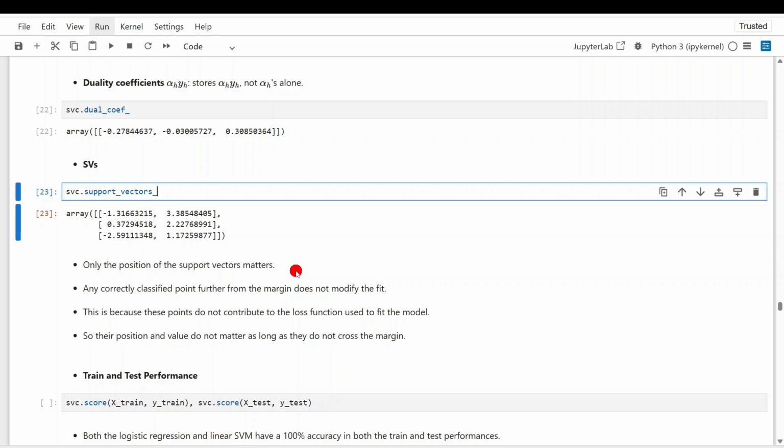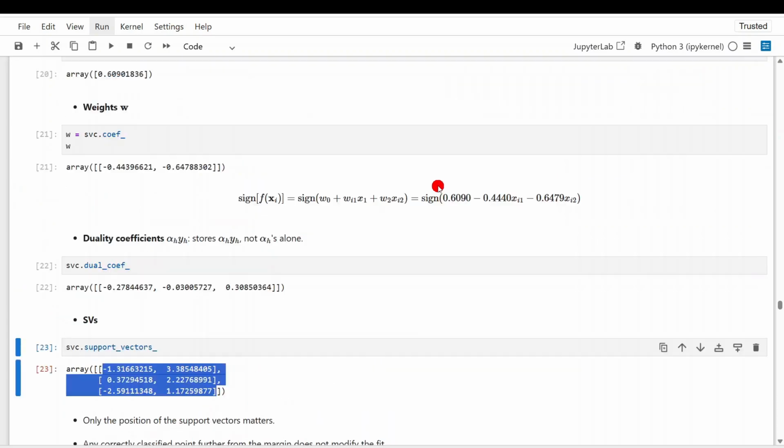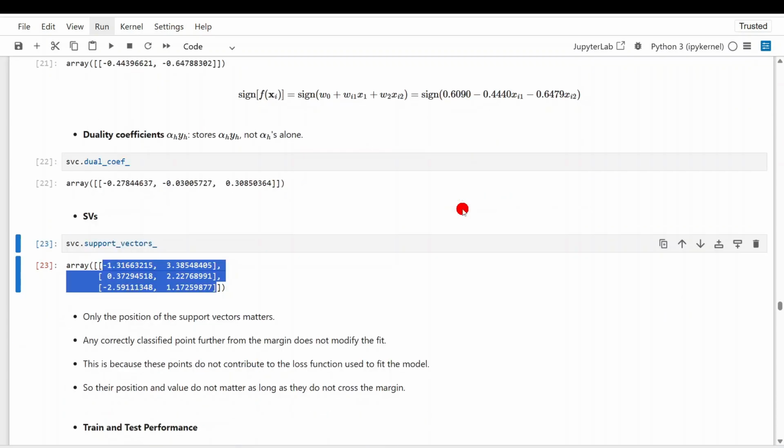This is because those points do not have a contribution in the loss function that the model aims to minimize. Therefore, points that are far from the margin will have no impact as long as they do not cross the margin. So only these points contribute to this linear support vector classifier.